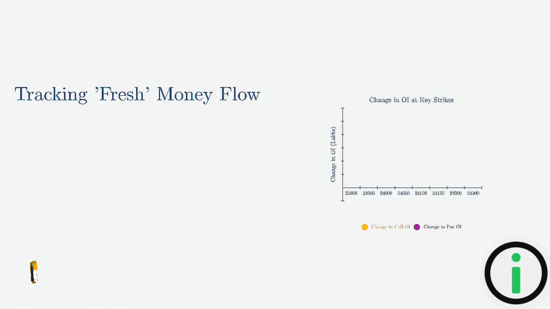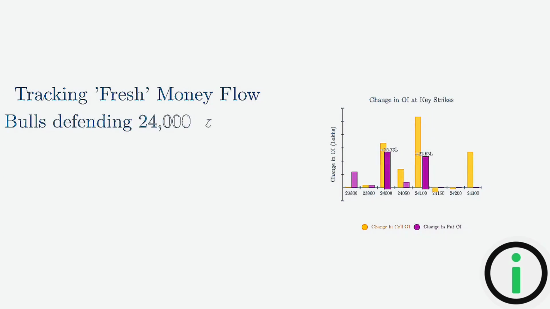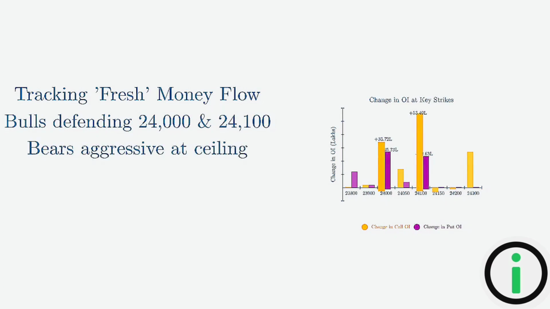Today's session was intense. We saw fresh put writing surge at 24,000, adding 25.73 lakh contracts, and at 24,100, adding 22.63 lakhs. This shows that bulls were actively trying to defend these levels. However, the bears were even more aggressive. Fresh call writing surged at 24,000, adding 33.72 lakhs, and a staggering 53.49 lakhs were added at 24,100.